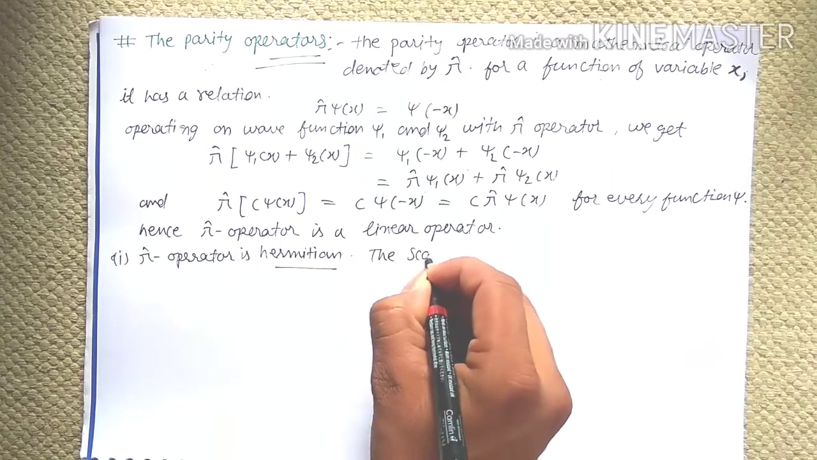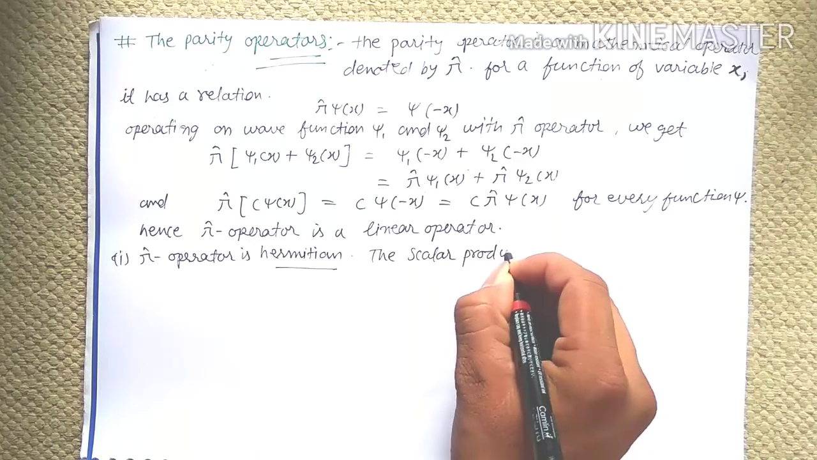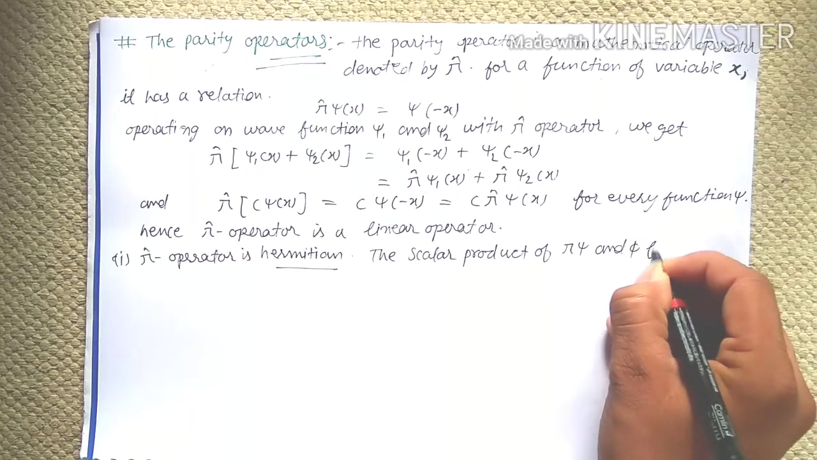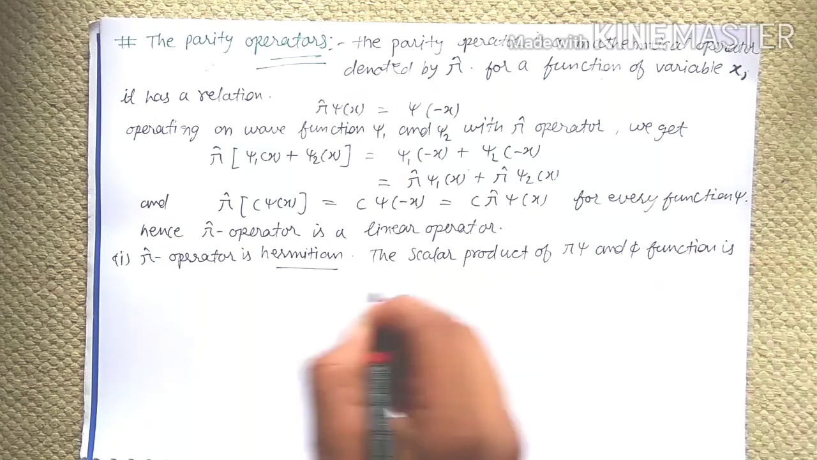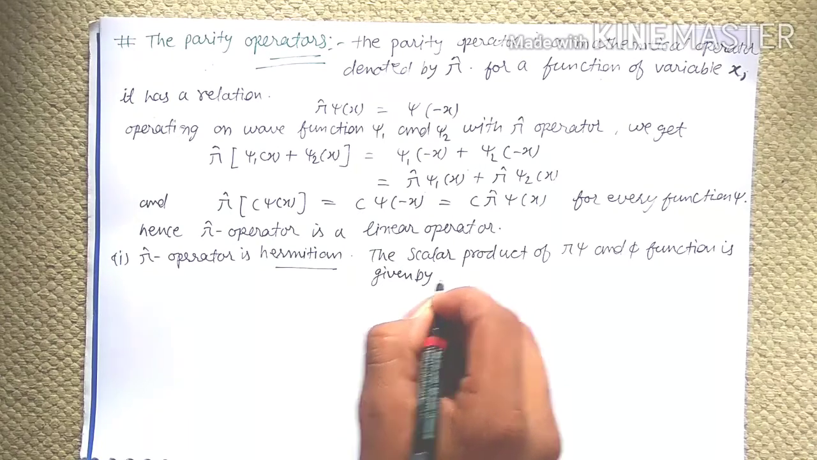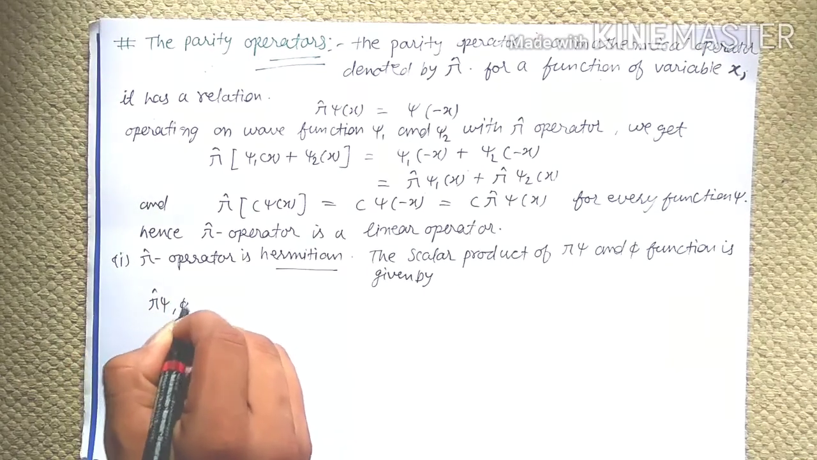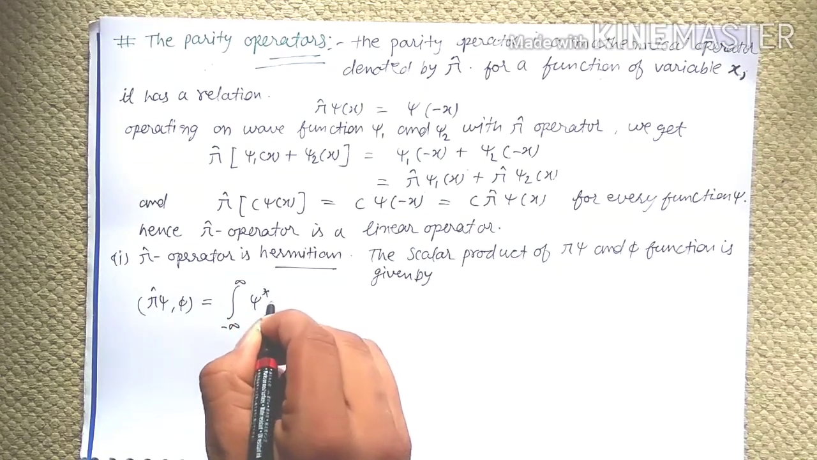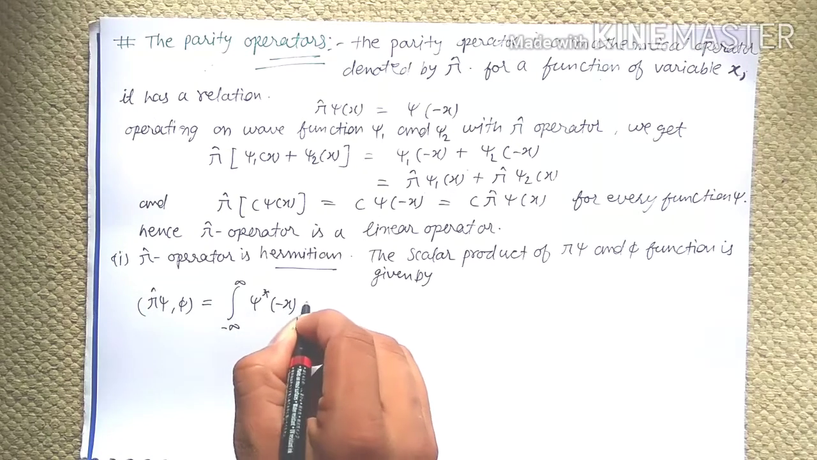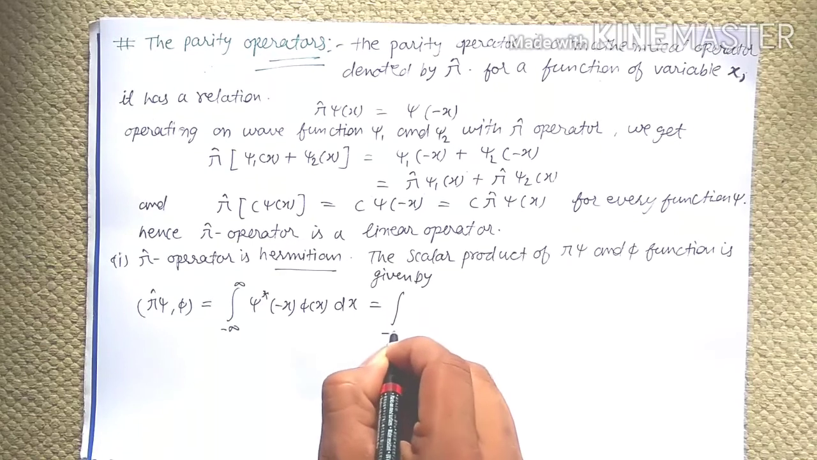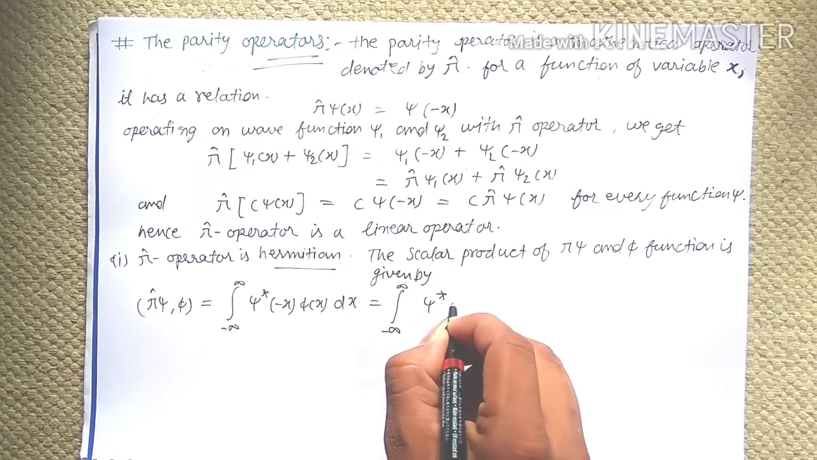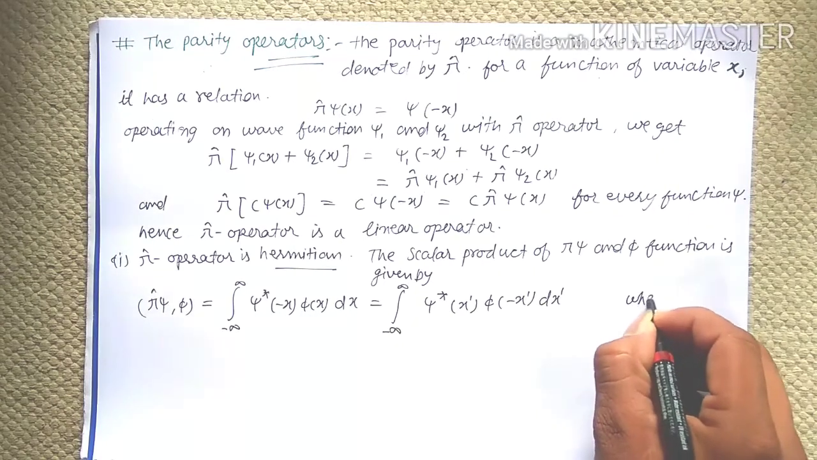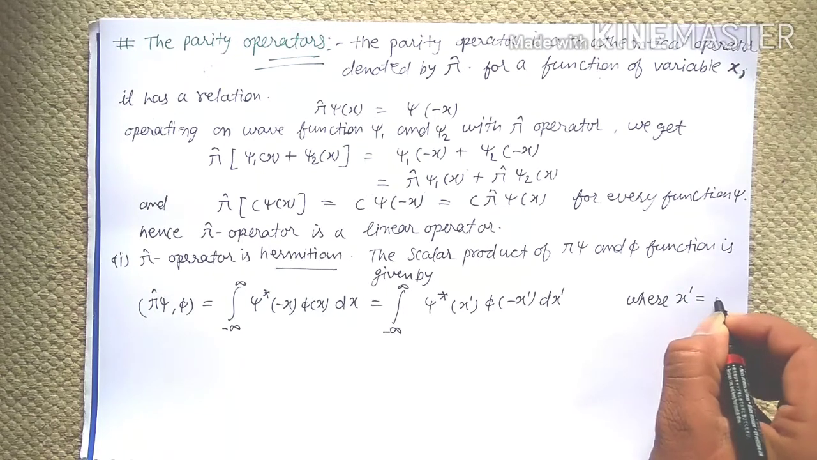The scalar product of psi and phi function is given by: scalar product of pi cap psi and phi is equal to integration minus infinity to infinity psi star of minus x because of the parity operator, and phi function of x dx is equal to integration minus infinity to infinity psi star x dash phi of minus x dash dx dash, where x dash is equal to minus of x.